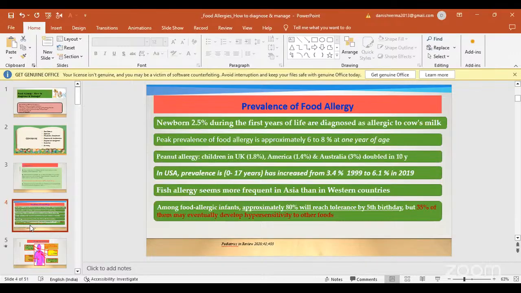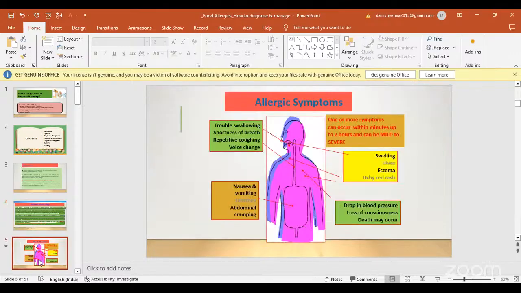Okay. Going forward, what are the allergic symptoms. So it's not just they get reaction on the skin and they have breathing difficulty, but if you look on the left side, there is trouble swallowing, shortness of breath, repetitive coughing, and voice change. If you look from the GI perspective, there will be severe nausea and vomiting, diarrhea, and abdominal cramping. So when you have a child presenting with nausea, vomiting after eating certain kind of food, maybe a seafood or peanut, then think about food allergy.